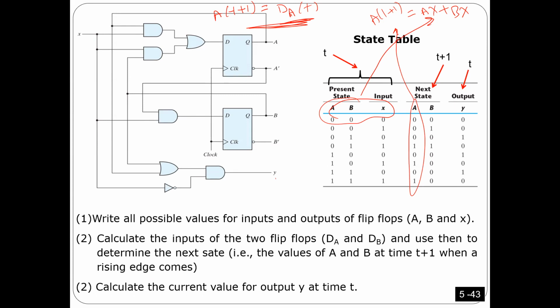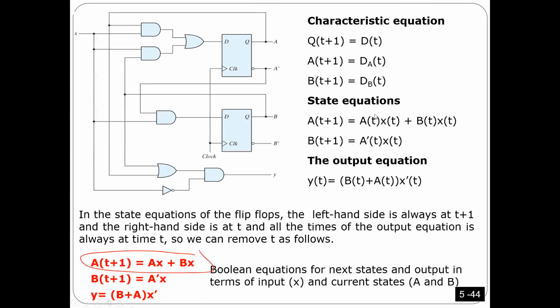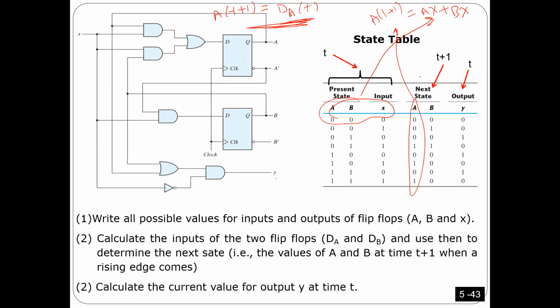Same thing for B. So if I come to B here, we still have 3 minutes. For B, as you see here, B equals A prime and X. So the relation for this one, B at time t plus 1, is equal to A prime and X. Is that right?